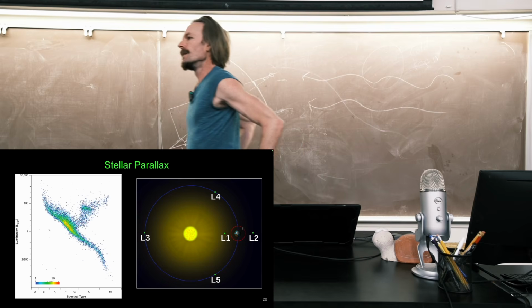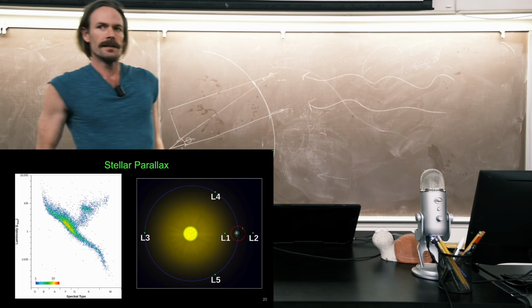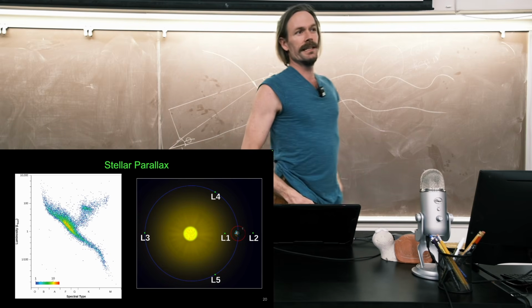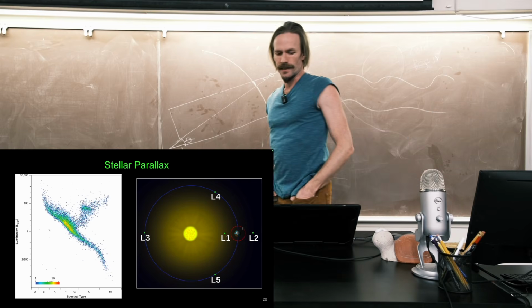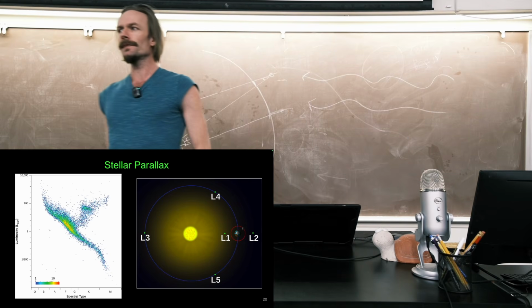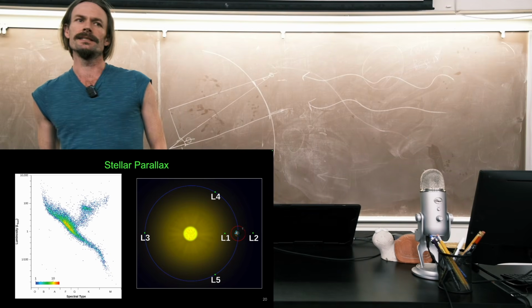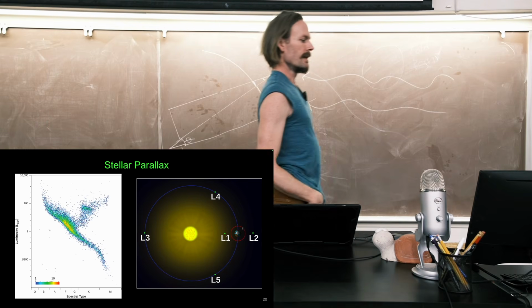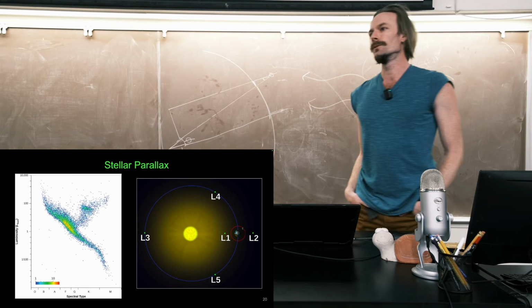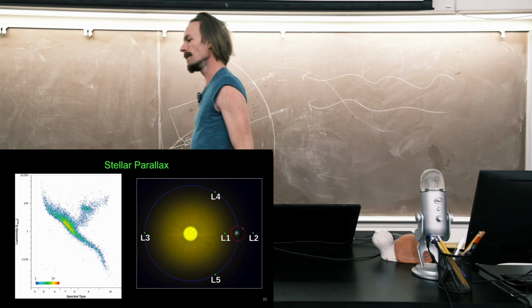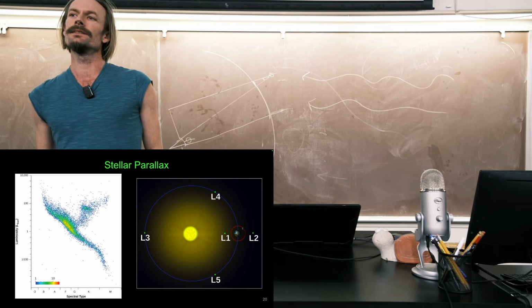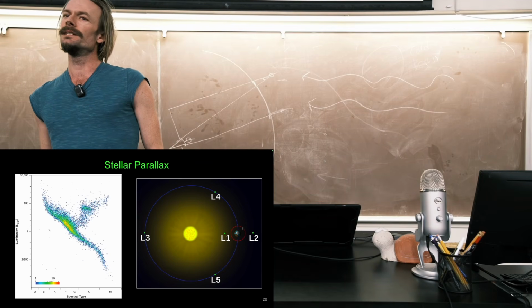But guess what? A couple hundred light years isn't that great, right? It doesn't get us very deep into the cosmos. And so if we want to figure out how far away something beyond a couple hundred light years is, what do we do?